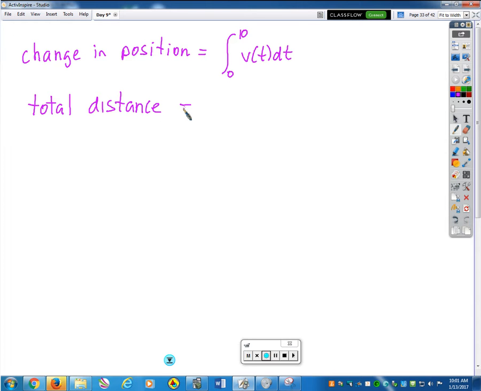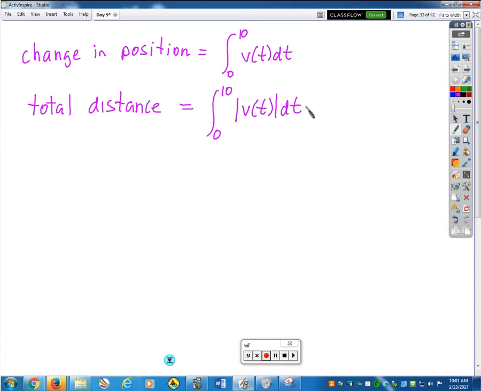It's the integral of the speed. That's how you find total distance traveled. Please keep those separate. They love to ask that on the AP test. One year they asked total distance traveled. Next year they asked change in position. So you've got to keep them separate.